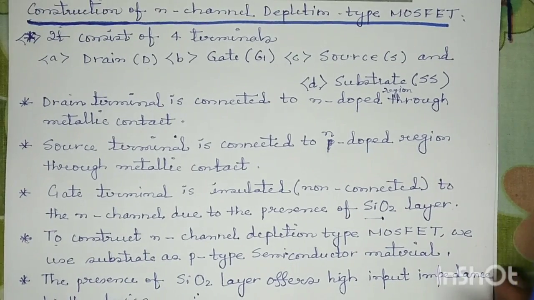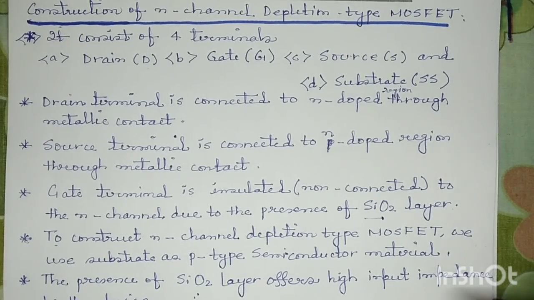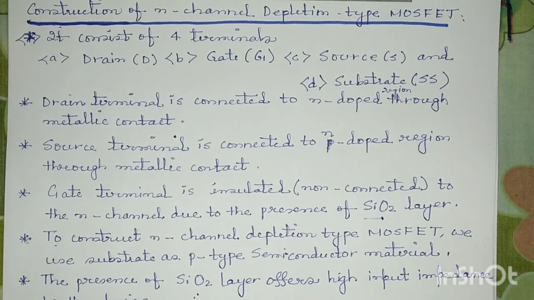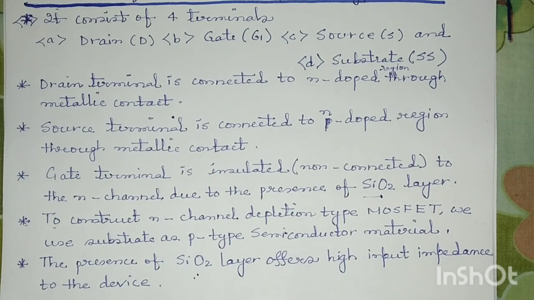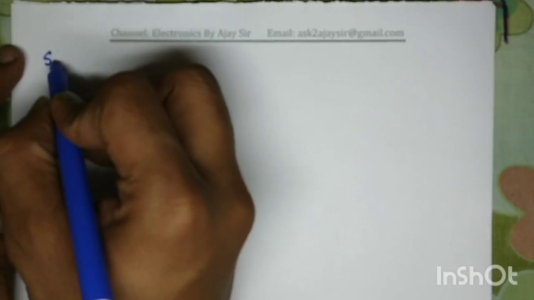And to construct a p-channel depletion type MOSFET, we use n-type semiconductor material as the substrate, and the presence of the SiO2 layer offers high input impedance to the device. So in this manner we can explain the construction of n-channel MOSFET and the construction of depletion type MOSFET. Okay, we will discuss the symbol of depletion type MOSFET.